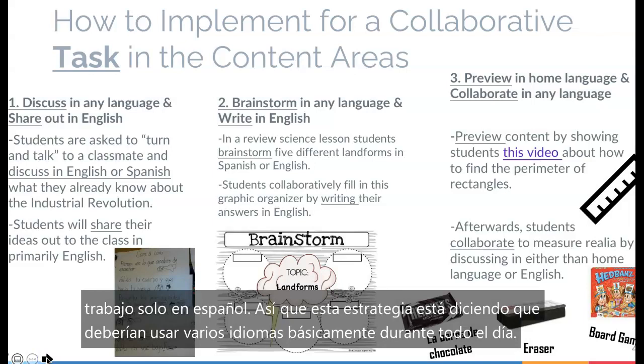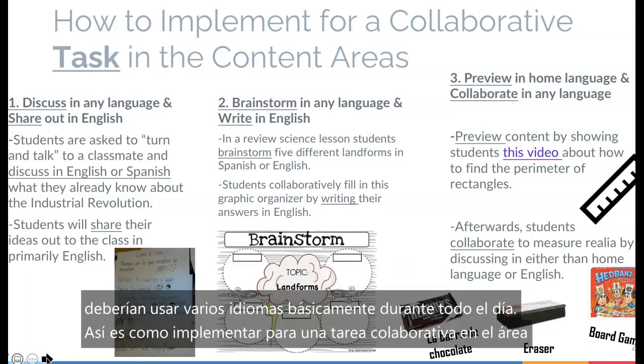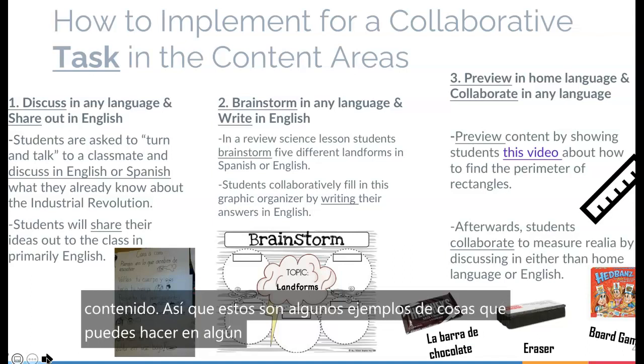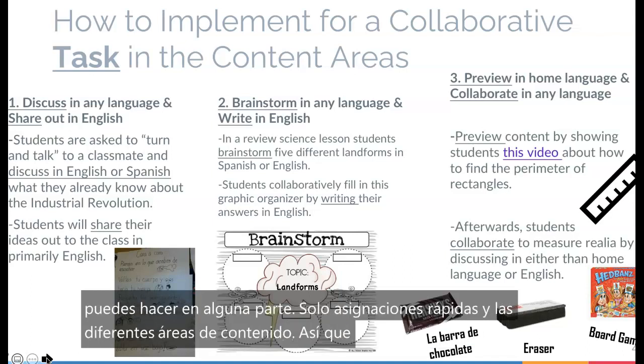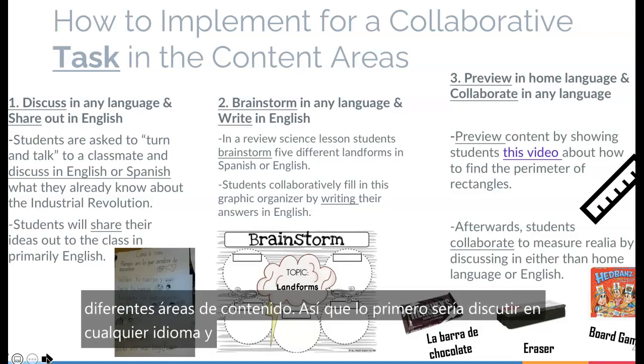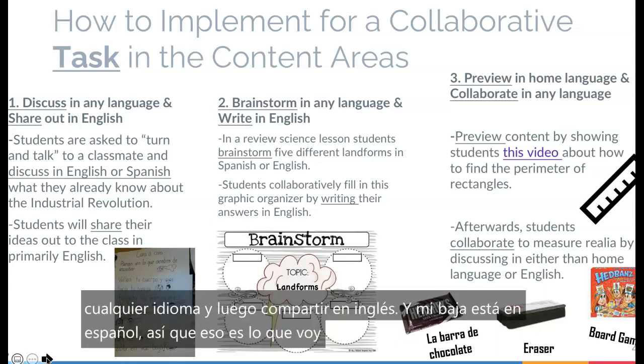So this is how to implement for a collaborative task in the content area. So these are some examples of things you can do. Some are just quick assignments in the different content areas. So the first one would be to discuss in any language and then afterwards share out in English. And my low is in Spanish, so that's what I'm going to be using throughout my presentation.